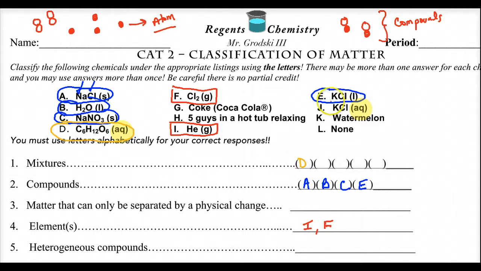And we know what else? We know that KCl aqueous is another mixture. So J represents KCl. It's what? A compound mixed with water. That's what the aqueous means.